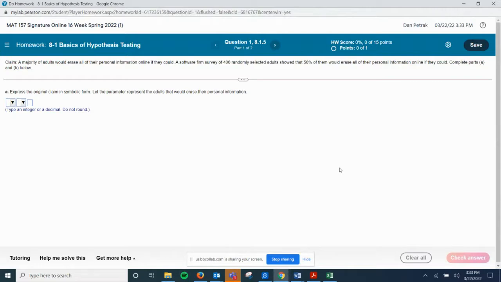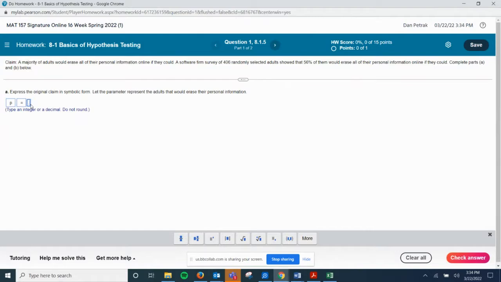So our null hypothesis is always equal. We think that it should be equal to this number. This one says a majority would erase all their personal information. A software firm survey of 406 randomly selected adults showed that 56% of them would erase all their personal information. So we've got a sample proportion here, but it says a majority of adults. So that means it's over half. So our null hypothesis, and we're talking about proportions, is the original claim in symbolic form, p equals 0.5.